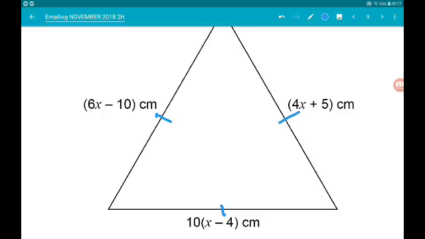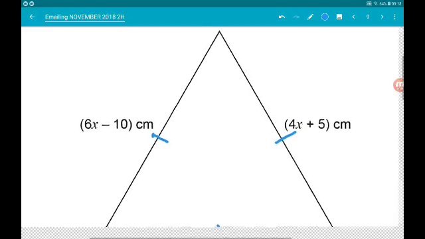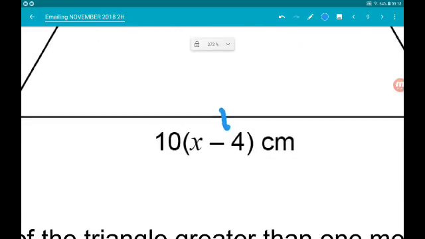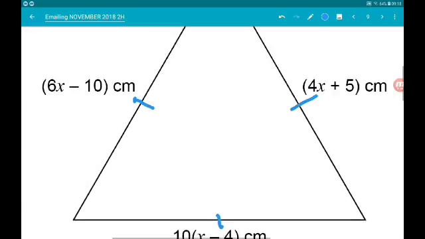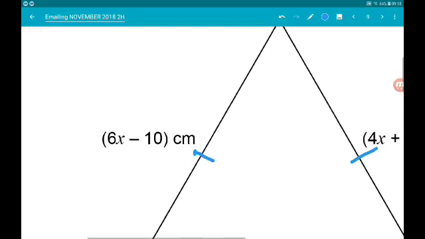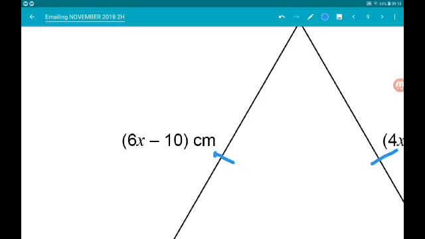Now, it's equilateral, so we know that all 3 sides are the same. In maths, to show that things are the same, we stick an equals between them. So we can pick any 2 of these sides to form an equation. So I'm going to use the top 2 purely because down there's brackets, which is an atom more work, and I don't like doing more work than I have to.